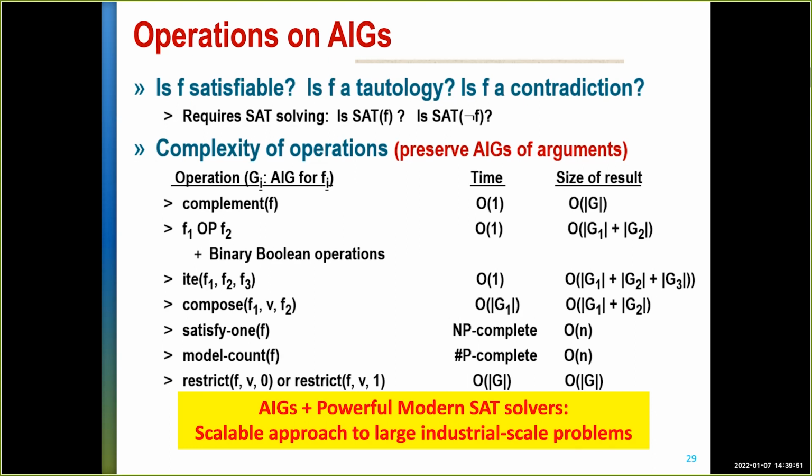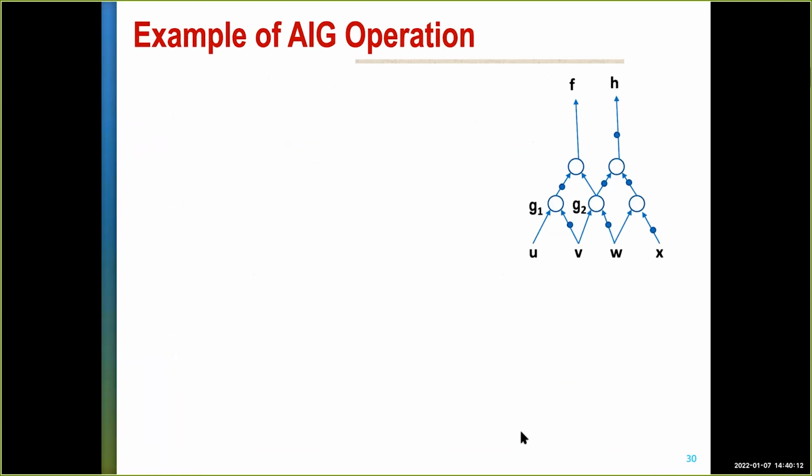So if you take AIGs, which look like an interesting data structure, at least it takes care of some of the size issues that we had earlier. And if you combine them with powerful modern SAT solvers, then this really becomes a scalable approach to large industrial scale problems. And in fact, it is used in industrial scale problems. Okay. So now I just want to illustrate how an AIG operation happens.